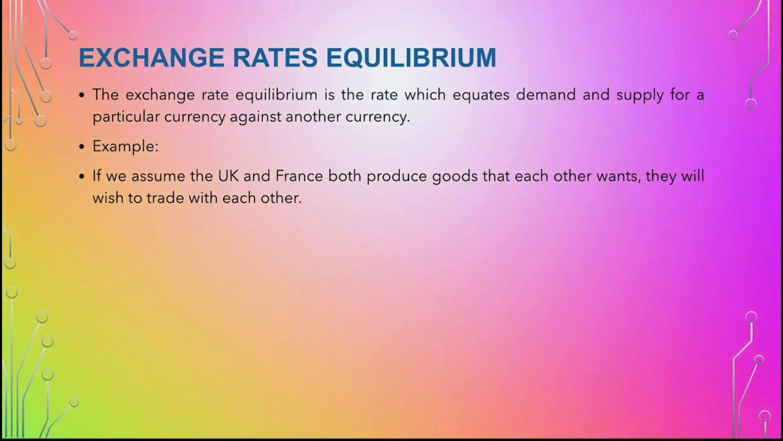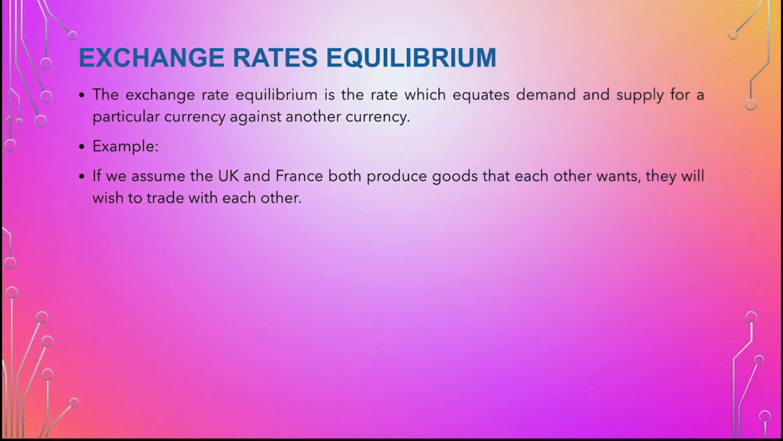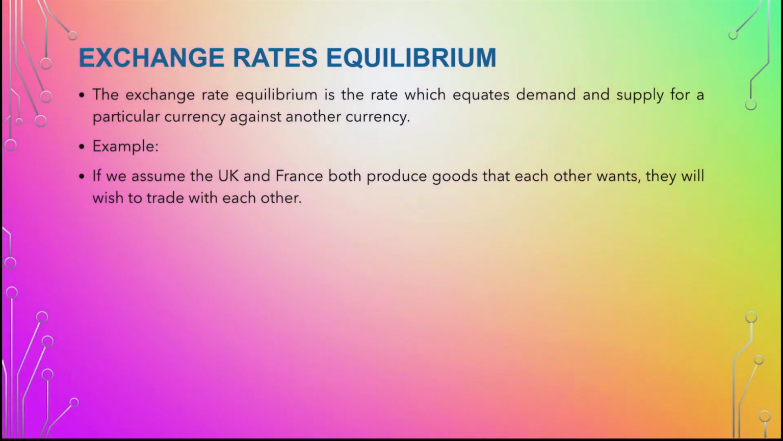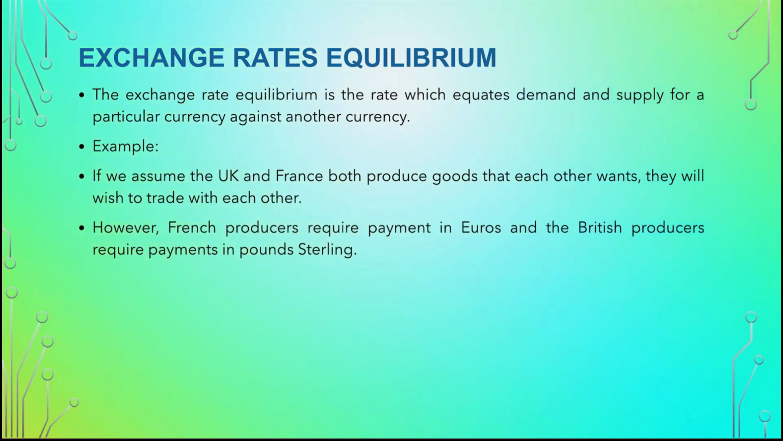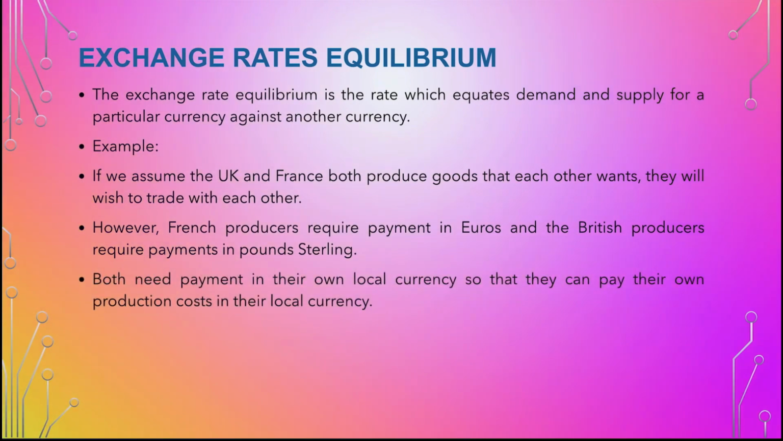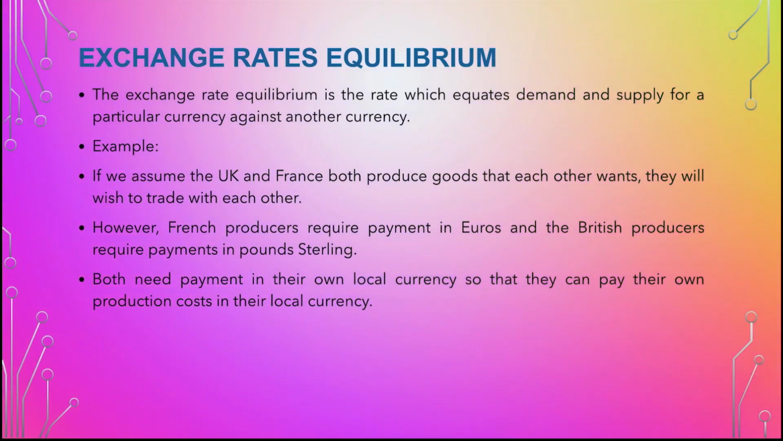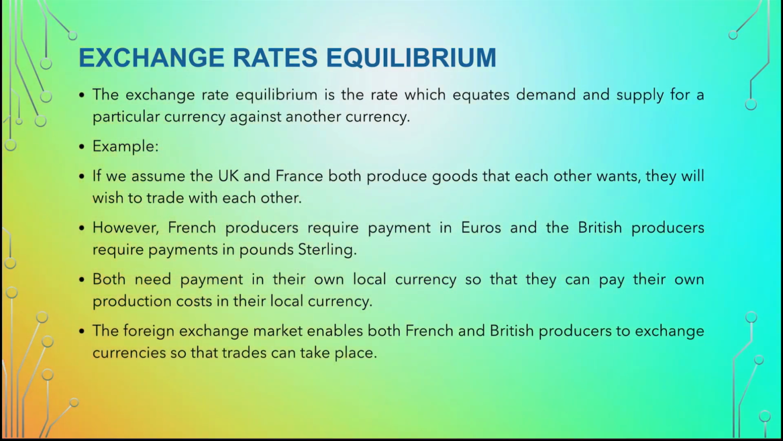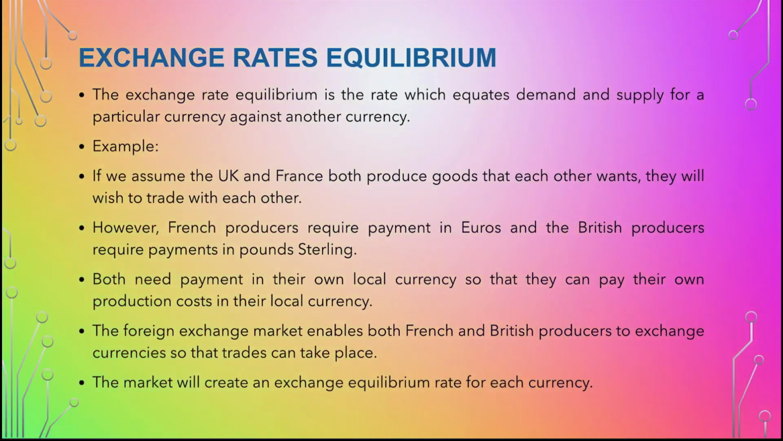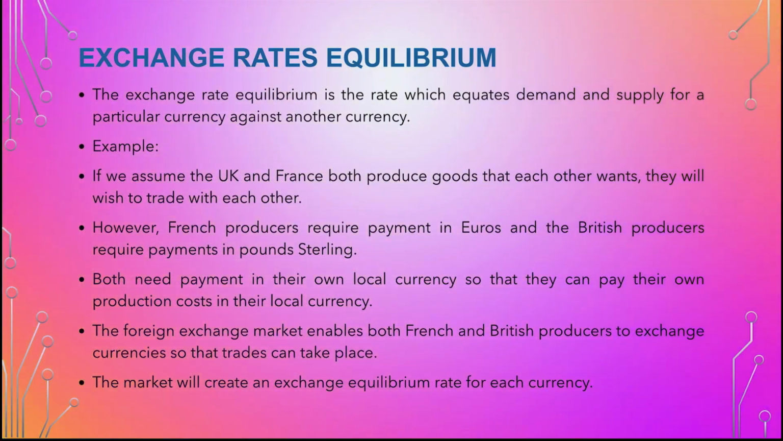Now, I give you one example. If we assume the UK and France both produce goods that each other wants, they will wish to trade with each other. However, French producers require payment in euros and the British producers require payment in pound sterling. Both need payment in their own local currency so that they can pay their own production costs in their local currency. The foreign exchange market enables both French and British producers to exchange currency so that trades can take place. The market will create an exchange equilibrium rate for each currency.